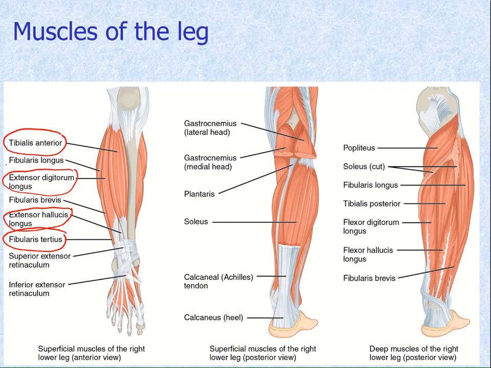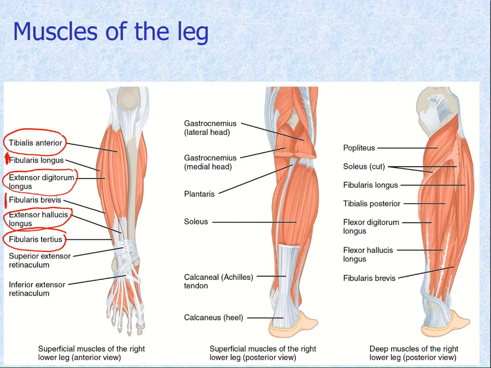Then fibularis longus or peroneus longus muscle, fibularis brevis or peroneus brevis muscles belong to the lateral compartment of the leg. They contribute to plantarflex the ankle joint and evert the foot. You will learn what is eversion and inversion later.